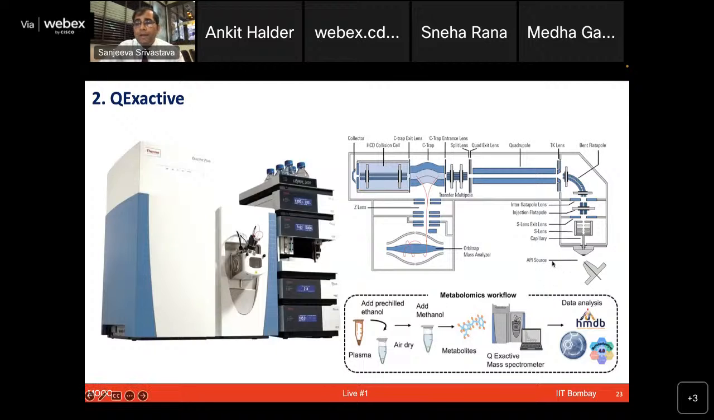So next we are going to have the TS from the lab going to talk to you about metabolomics application using LC-MS platform, especially Q-Exactive.